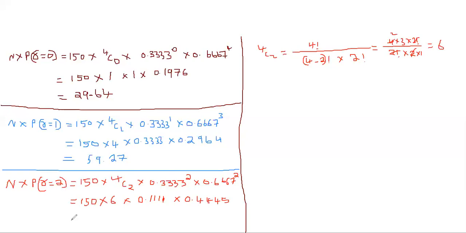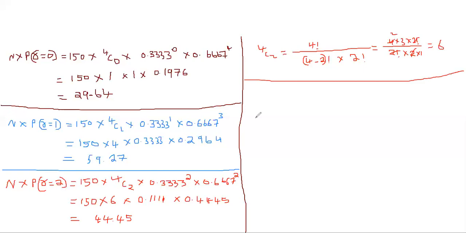So how much will you get? 150 into 6 into 0.1111 into 0.4445. You're getting 44.45. So now you got P of r is equal to 2.